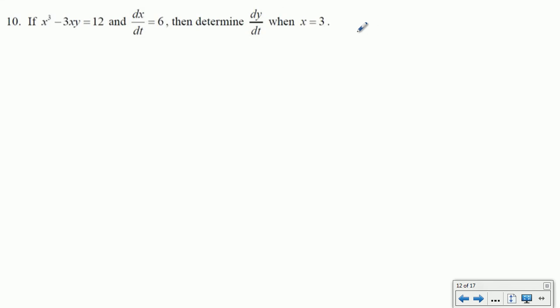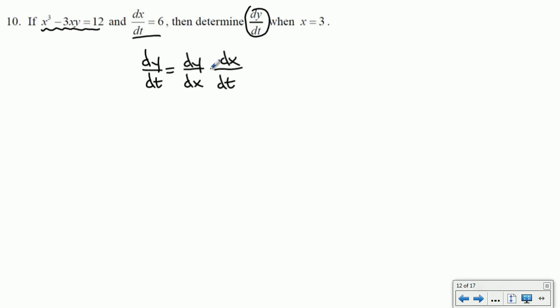Moving on to question 10. If x cubed minus 3xy equals 12 and dx dt equals 6, then determine dy dt when x equals 3. We need to figure out dy dt. We can apply chain rule to figure out what dy dt is. Now we have an equation with x and y, so we can go dy dt. What we can do is determine dy dx and multiply it by dx dt, which we know, and when we do this, it'll give us dy dt. It has to be done when x equals 3.